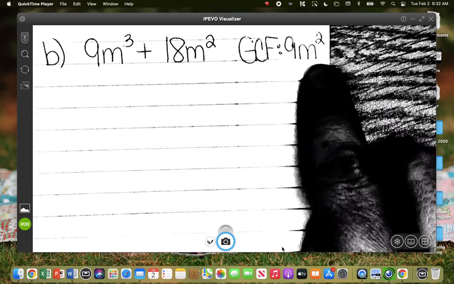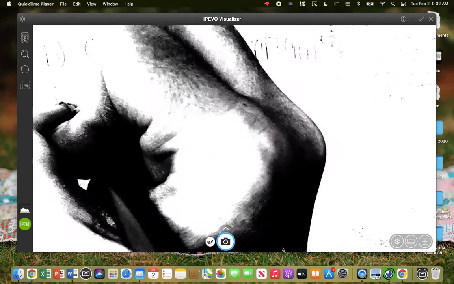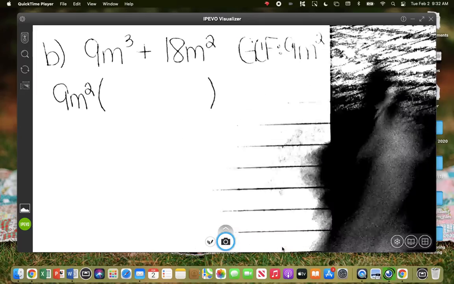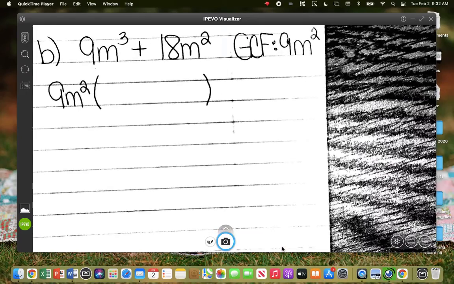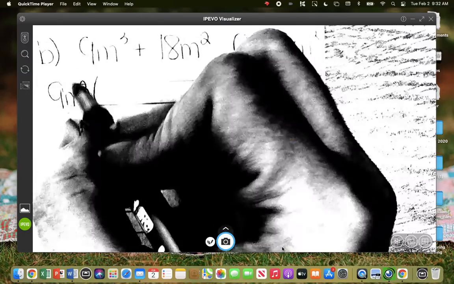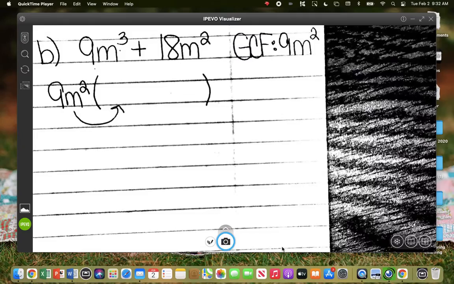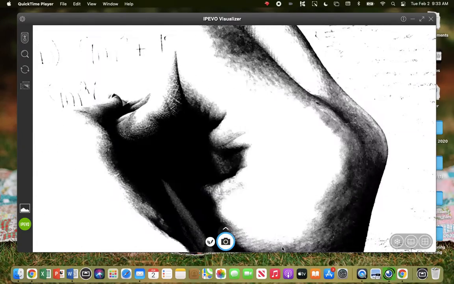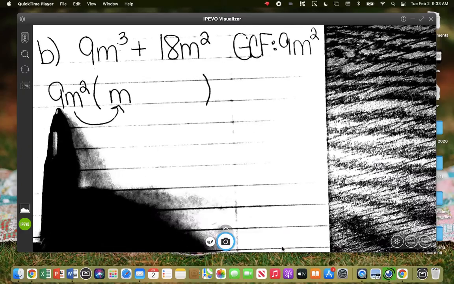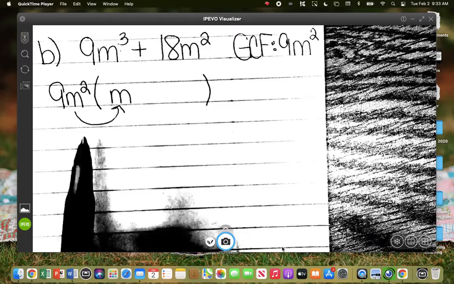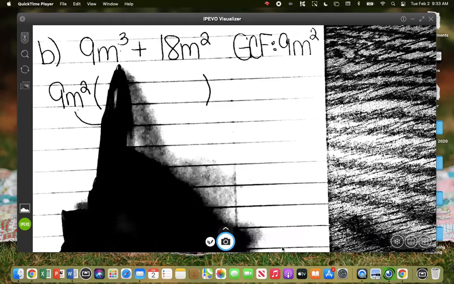So that 9m squared is going to go in front. And then let's think about that distributive property. All right, 9m times what would give me 9m cubed? Just an m, because the 9's already there. 9 times 1 would give me 9. And then m squared times m would give me m to the third.